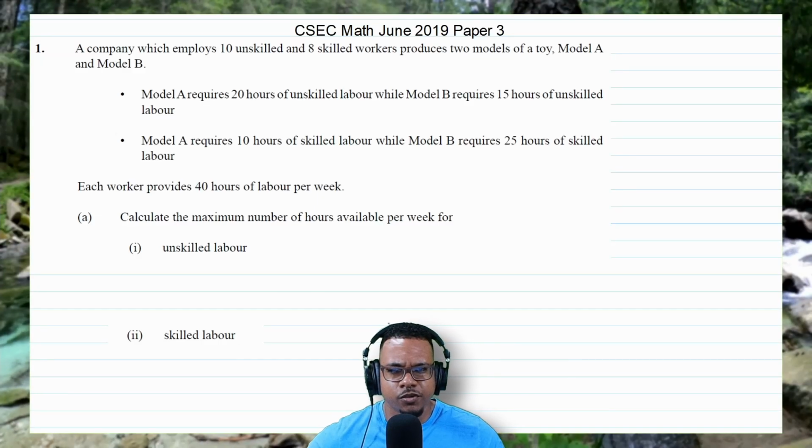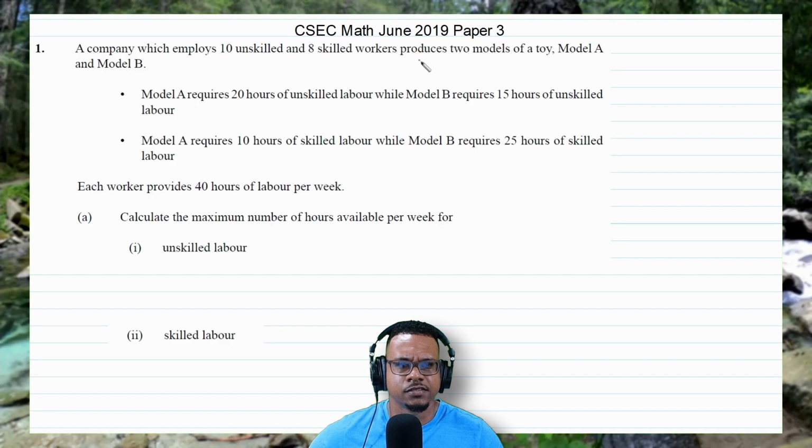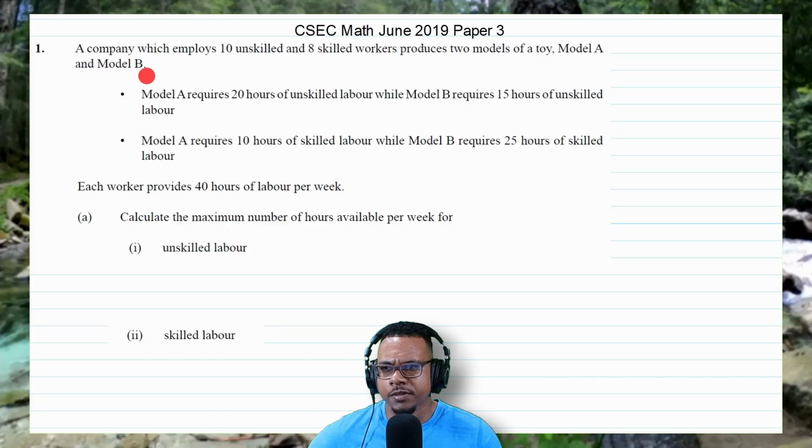In this video, we are going to look at the CSEC Math June 2019 Paper 3. So here we have our first question where we have a company employs 10 unskilled and 8 skilled workers, and they produce two models of toys, all right? Model A and Model B.